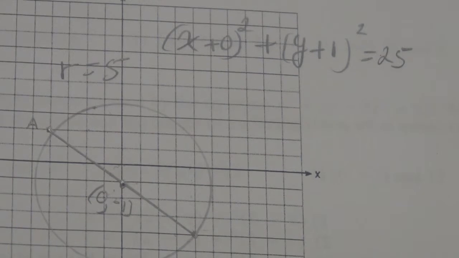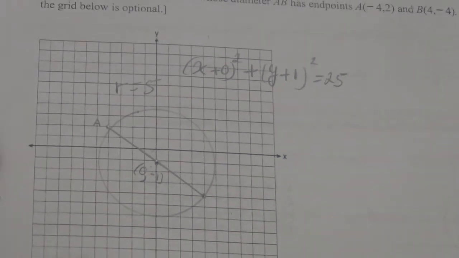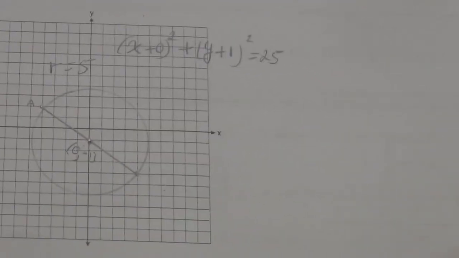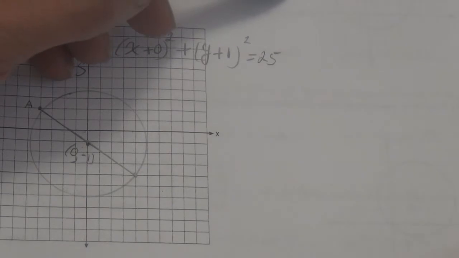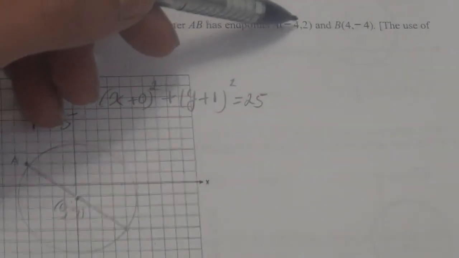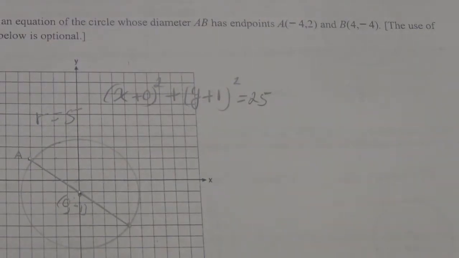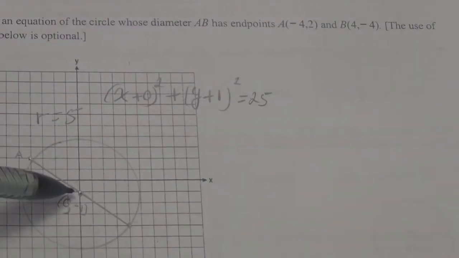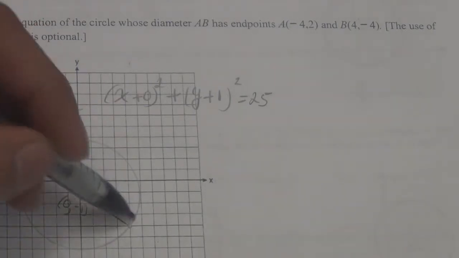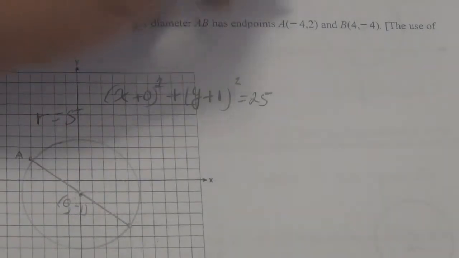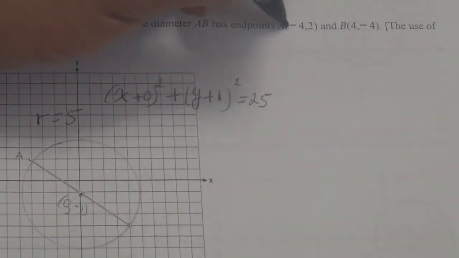Now let's say I don't have the grid available and I'm supposed to still come up with the equation of the circle. So we know what point A is, which is (-4, 2), and we know what B is, which is (4, -4). To find the center, well, the center of the circle is actually the midpoint of the diameter. So I'm gonna find the midpoint by using the endpoints of the diameter.